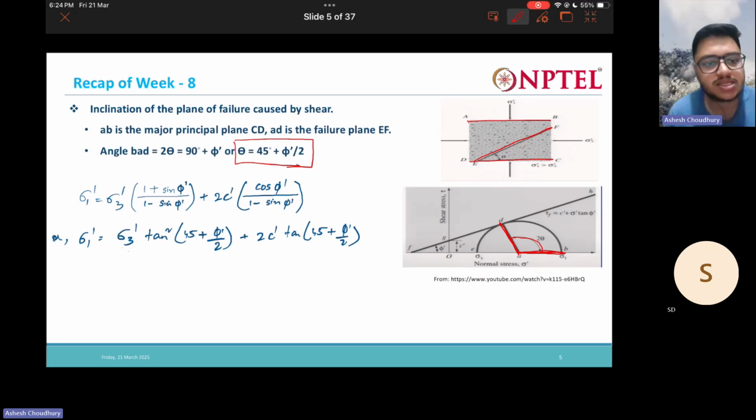You should remember this. It relates the major and minor principal stresses to the two shear strength parameters, that is C and phi. So it relates the major and minor principal stresses to my two shear strength parameters C and phi.